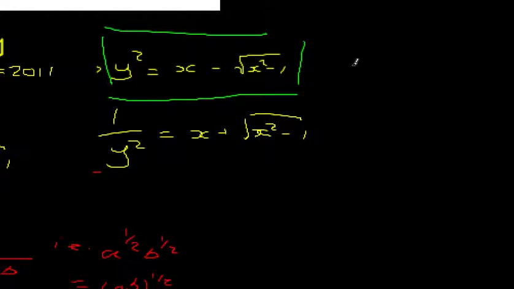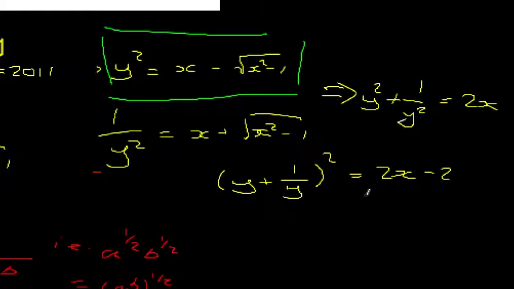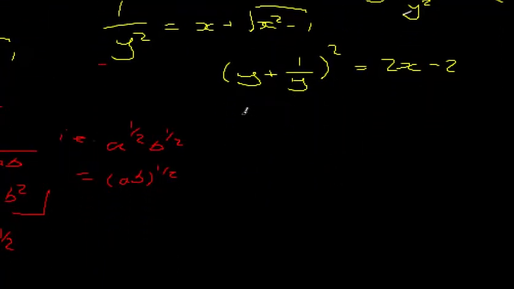So these together imply that y squared plus 1 over y squared is 2x, adding the right hand side. And this factorizes kind of nicely. So this means that y plus 1 over y, squared, is 2x minus 2. You can hopefully see that by expanding the bracket. And that y minus 1 over y, squared, is 2x plus 2.